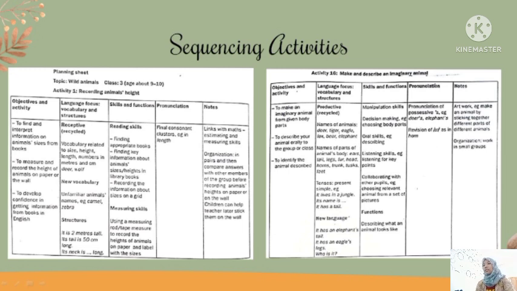As you can see here, the objective and activity, for example, is to find and interpret information on animal sizes from books. Then language focus, vocabulary and structures, for example, vocabulary related to size, height, length, number in meters and centimeters, such as deer, wolf. Then skills and functions, like finding appropriate books, finding key information about animals' sizes or height in library books, recording the information about sizes on a grid. And then pronunciation, final consonant clusters, such as in length.